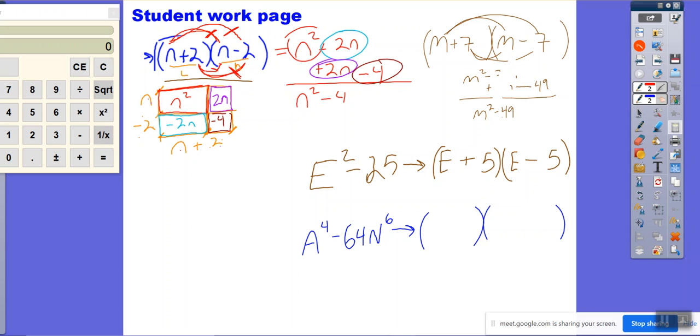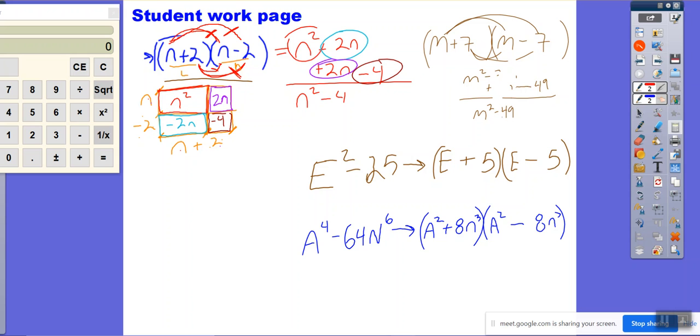Okay, so first you'd have to split the a to the 4th up. So you do a to the 2nd in one of the parentheses, and then the other a to the 2nd in the other. Because a squared times a squared is a to the 4th. Okay, this is making sense. Okay, so now what? And then you'd have to split the 64 n to the 6th up. So I think you do a squared plus 8 n to the 3rd. Because n to the 3rd times n to the 3rd is n to the 6th, isn't it? Yep. And then the other side, you just subtract the 8 n to the 3rd.